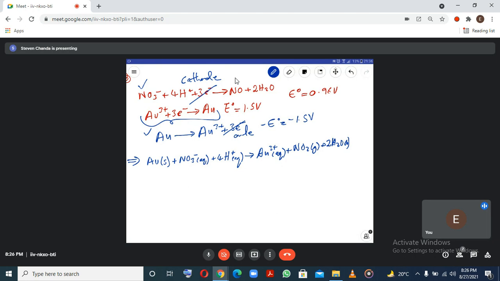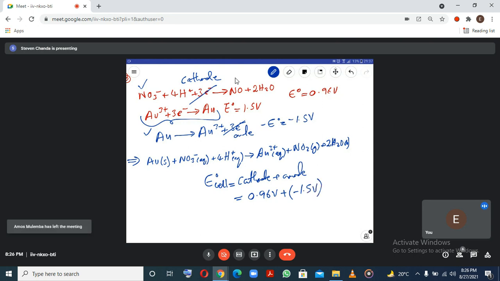Okay, so now, how do we find the E cell? To find the E cell, we take the cathode plus the anode. Remember, the cathode is the one that's being reduced. Then the anode, it's a plus, but because of the negative there, it becomes that.